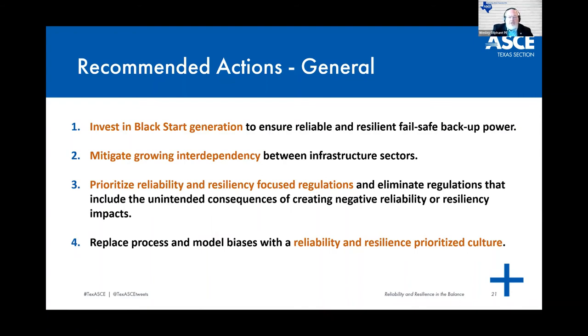And we should work to prioritize reliability and resiliency-focused regulations and eliminate regulations that have the unintended consequence of creating negative reliability and resiliency impacts. We should work to replace process and model biases with a reliability and resiliency prioritized culture. And we need to find a way to be predictive of future events with less emphasis on what has happened in the past. Learn from the past for sure, but let's not rely on the past as an absolute predictor of the future.